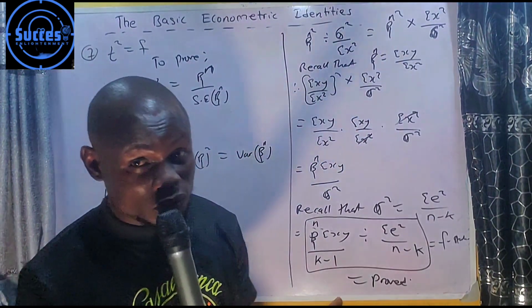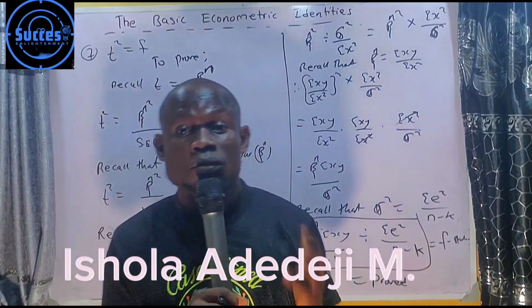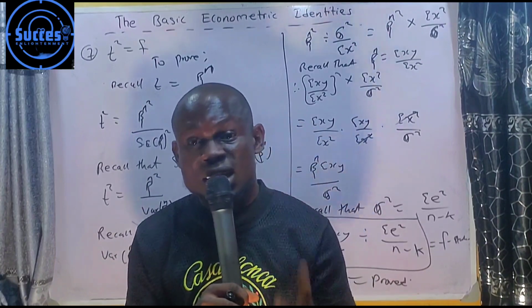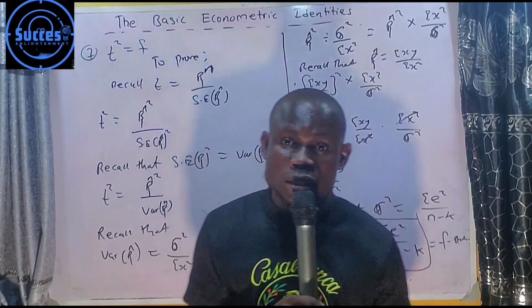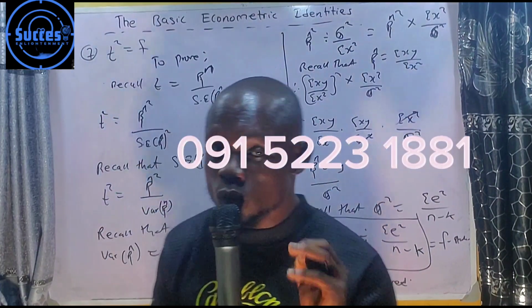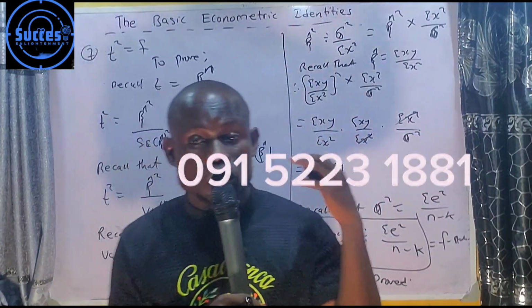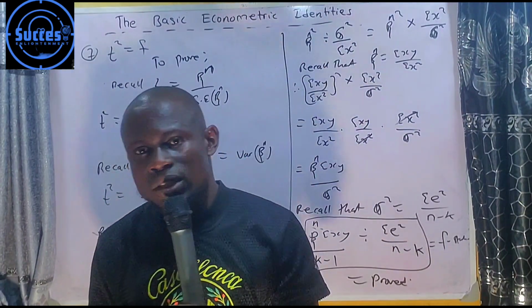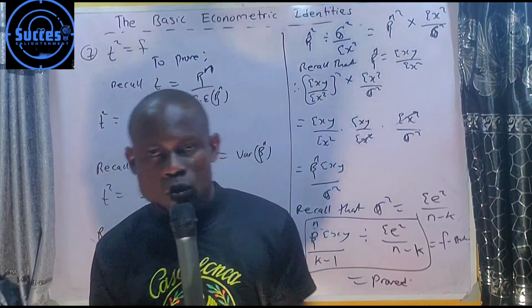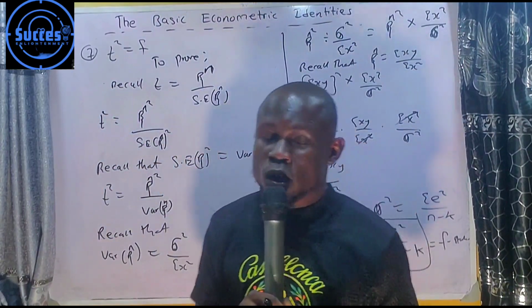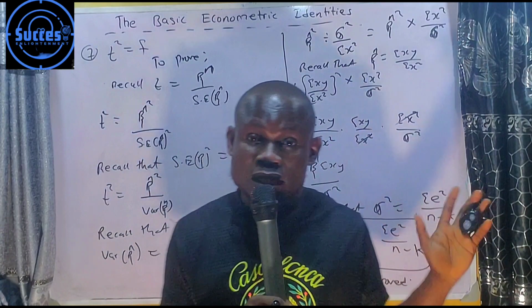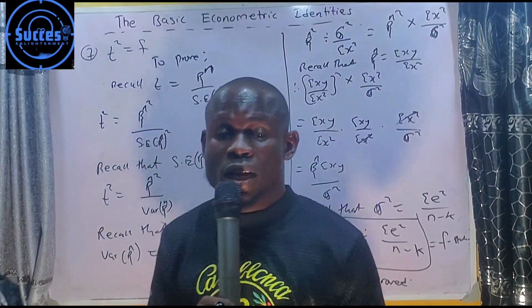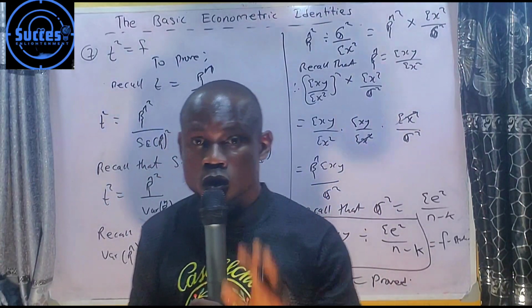And with this, we come to the end of this video on basic econometrics, proving basic econometrics identities. Take your time and master the proving of each and every single identity I've proved here. If you encounter any identity different from this and you want to know how to prove it, feel free to contact me. My contact is here. Call me so you and I can learn together. Also, if you encounter anything I do that you don't understand, feel free to contact me. I will be more than happy to explain to you one-on-one.